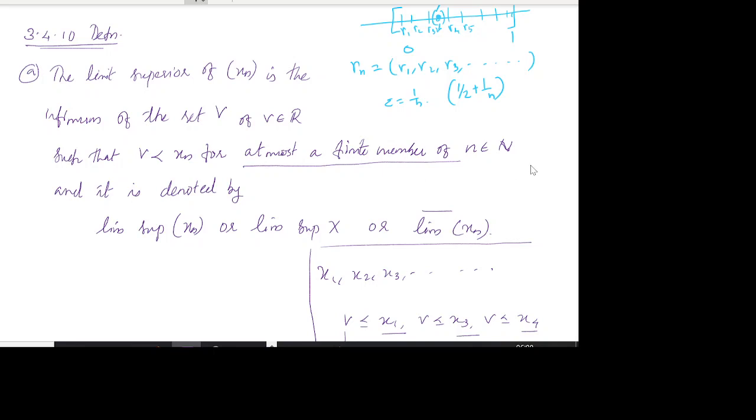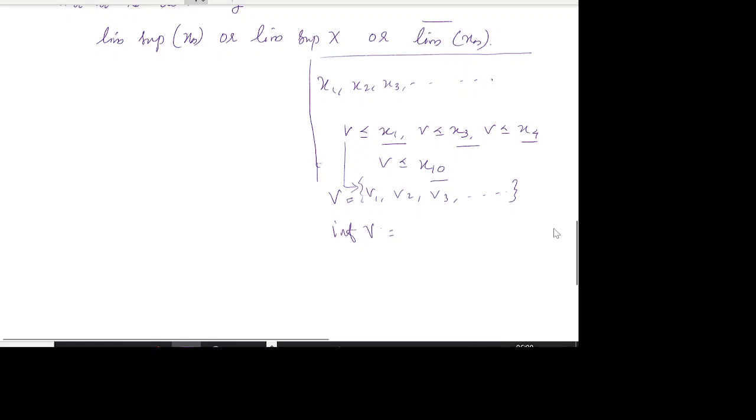And its notation is either limit superior of xn, or lim sup of xn. In the same fashion, here you have defined the infimum, so in the same way you can go for the supremum also.